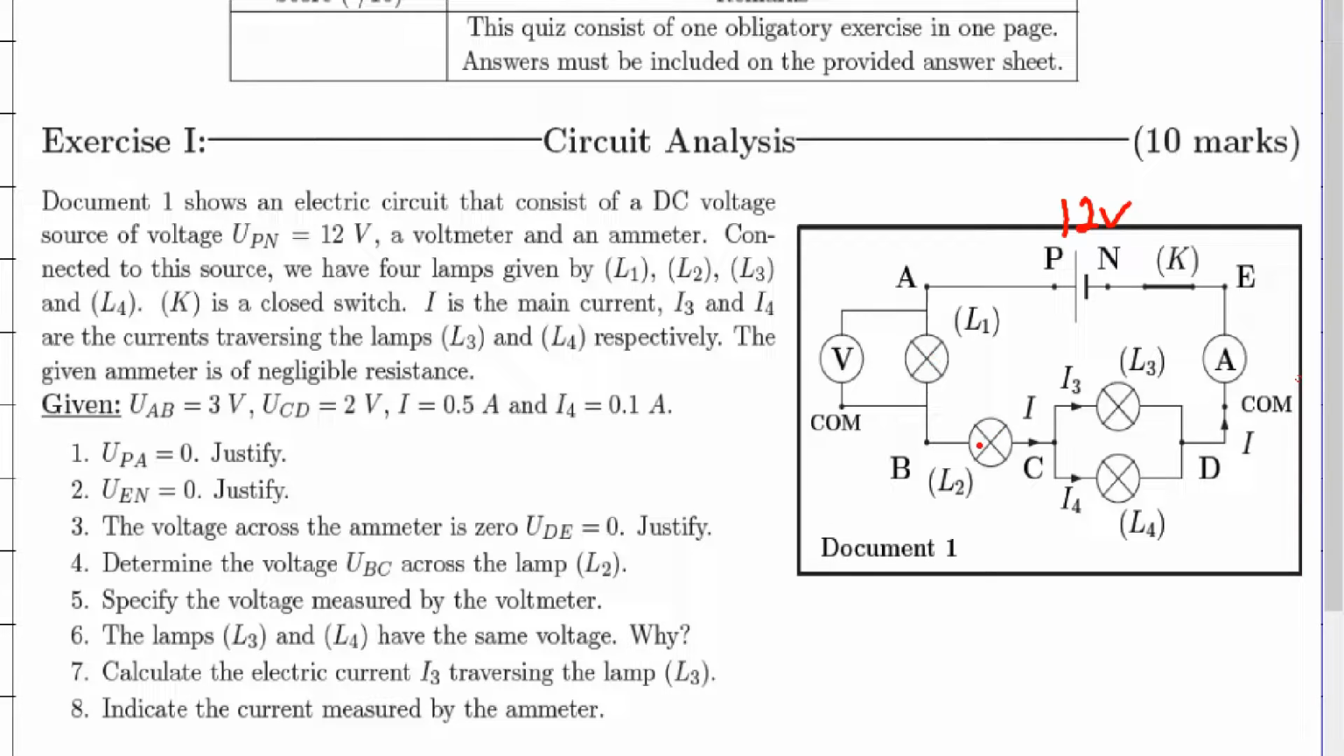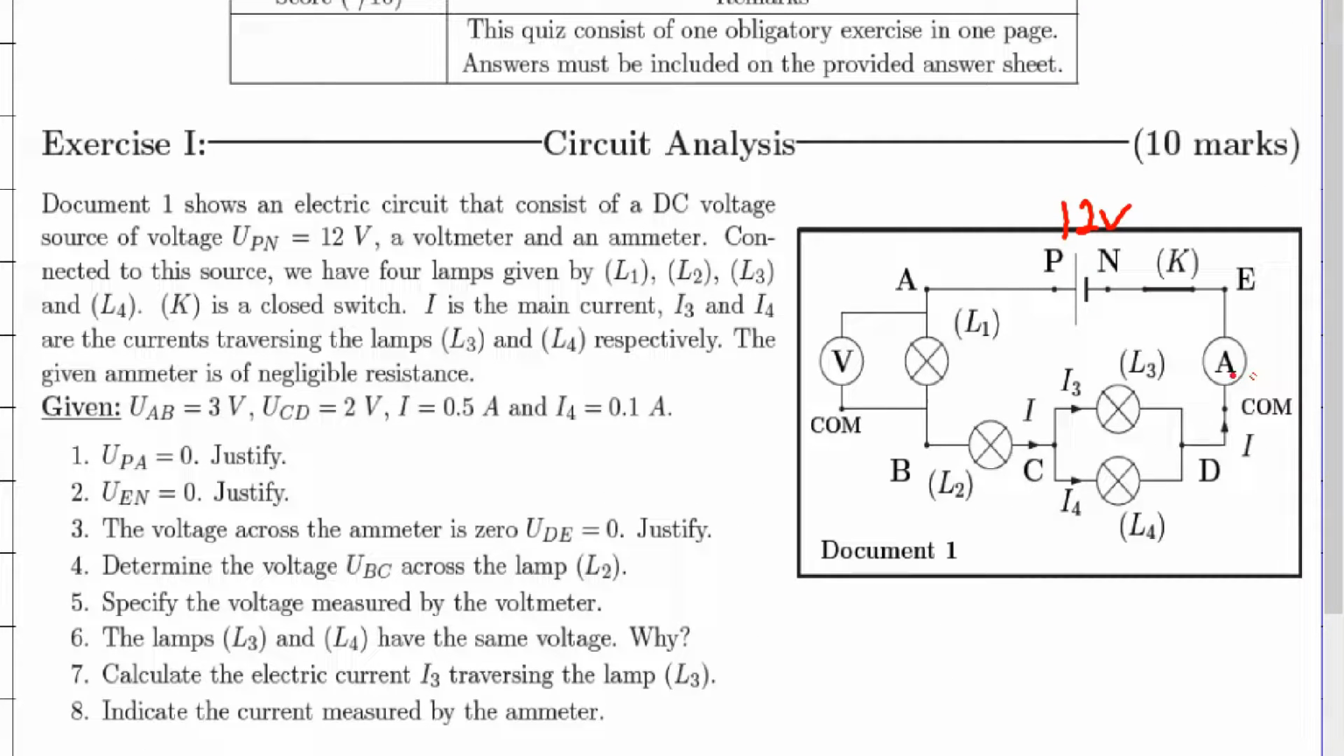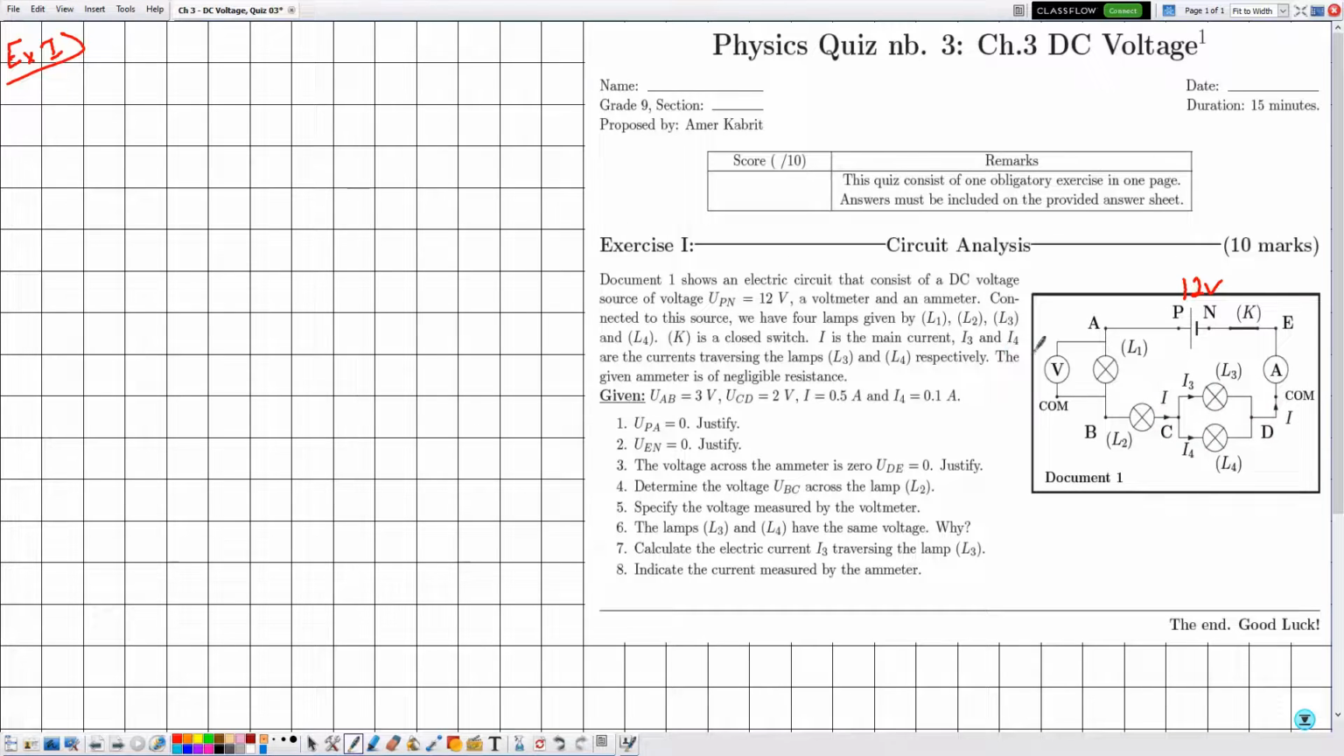L1 and L2 are connected in series, whereas L3 and L4 are connected in parallel. K is a closed switch. I is the main current, so this is I. I3 and I4 are the currents traversing the lamps L3 and L4 respectively. The given ammeter is of negligible resistance.